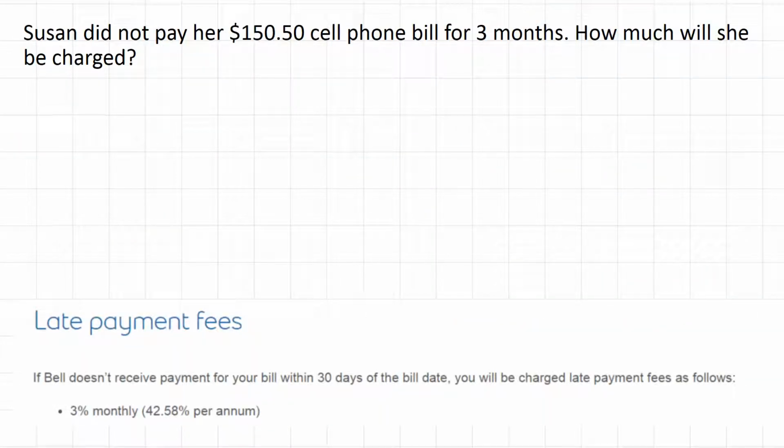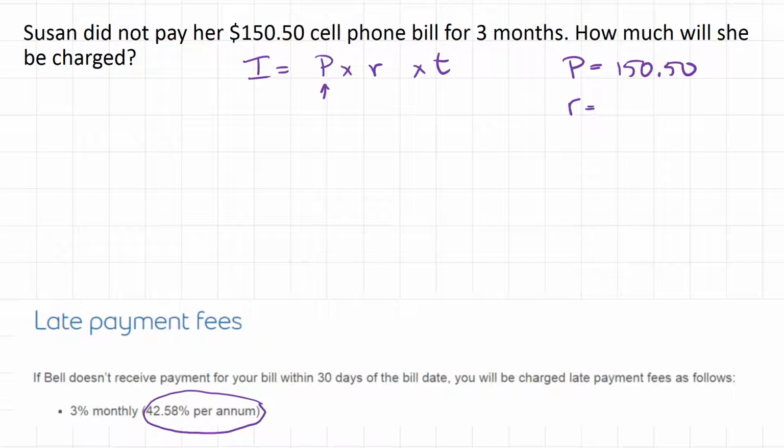So let's take another look at this. Susan has not paid her cell phone bill for 3 months, and how much will she be charged? So I am going to start with my simple interest formula. And P is the amount that she's either owed at the beginning or she puts into an account at the beginning. So in this case, she owes $150 at the very beginning, and then they're going to charge interest on that. So P in this case is $150.50. The interest rate is, and remember we said in the last example that it's a really good idea to stick to years. So here is the interest rate for a year.